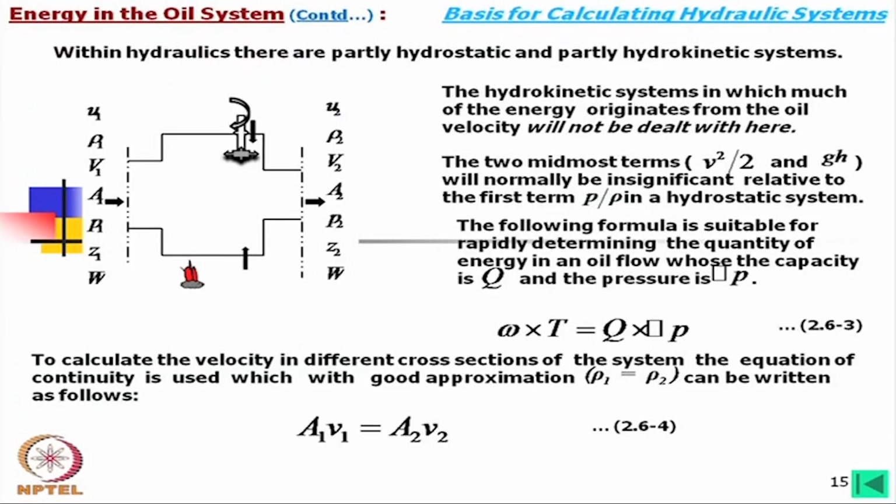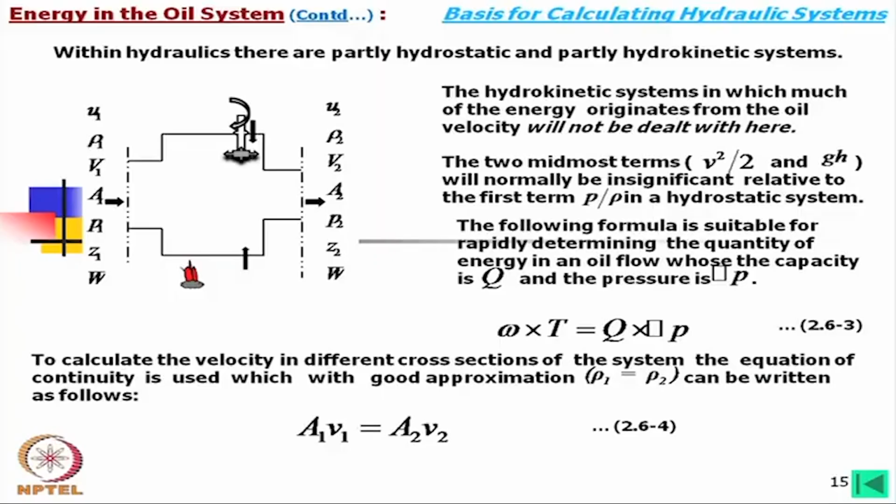And if you think of the flow, Q is meter cube per second and pressure is Newton per meter square. Again it also gives Newton meter per second. So, suppose this is an electric motor, we can calculate omega T there, and for the pump we can calculate the power in this way. However, if we consider a loss, then we have to multiply by an efficiency factor.